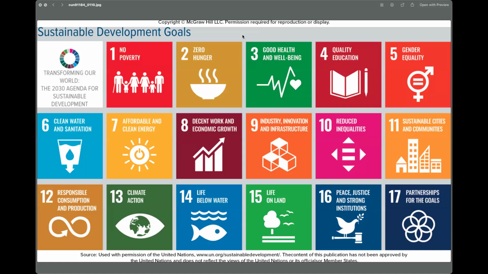Good health, well-being, quality education, and gender equality. So 1, 2, 3, 4, and 5 are all social goals. And then you get to the next rung. 6 is clean water, 7, affordable and clean energy, decent work, innovation in infrastructure, reduced inequalities, which is kind of related to number 1, and sustainable cities and communities.